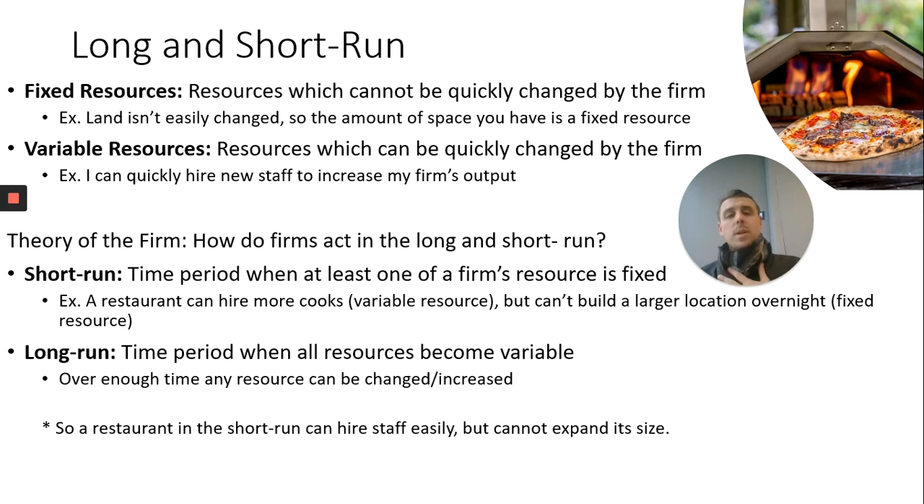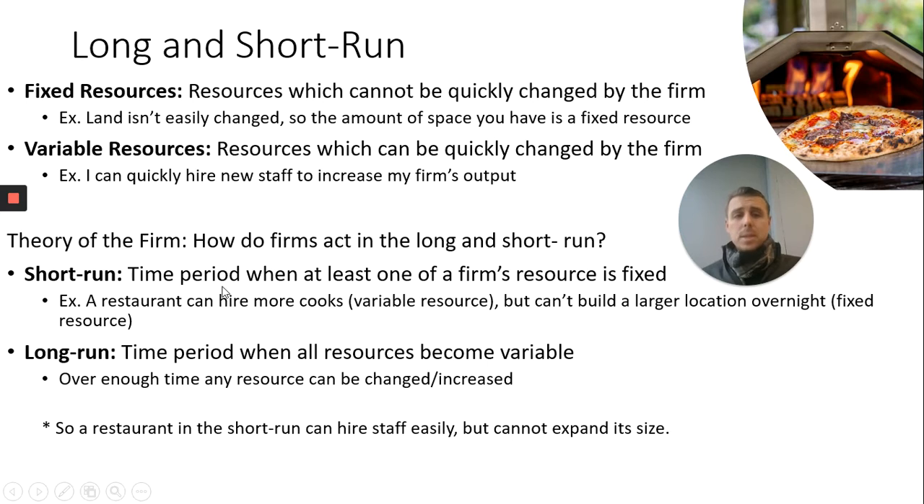You might say, if we're running a pizza restaurant, my labor is variable, my rice is variable, but the amount of ovens and locations is fixed because I can't just change that overnight. But if I look back at a 10-year period, can I open up a new location and buy more ovens and get them installed? In 10 years, of course I can, right? So resources become variable over time, but the short run is any time in which at least one resource is fixed.